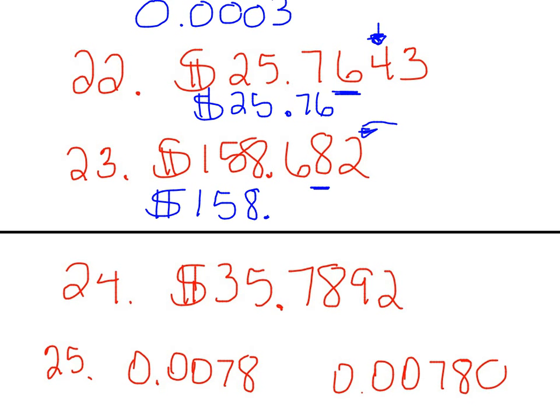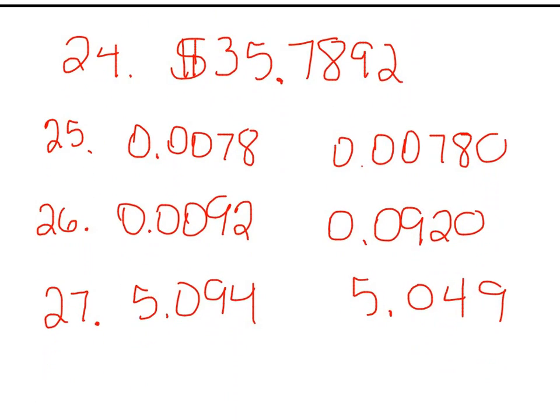$158.68. Looking at number 24, this 8 is in the cents place, so we look here at the 9. The 9 would make the 8 go up 1. These all stay the same, 35.7, and then that 8 would go up to a 9, and then these would go away, and we'd have $35.79.